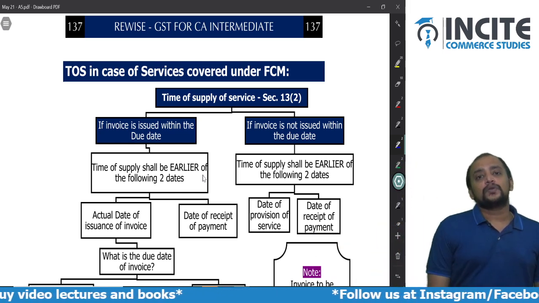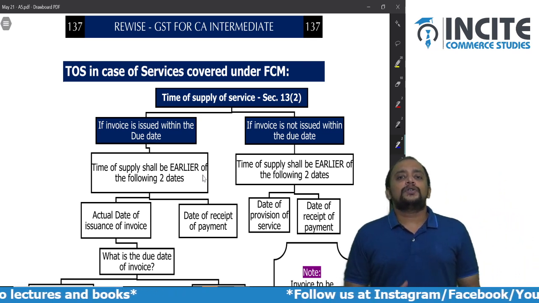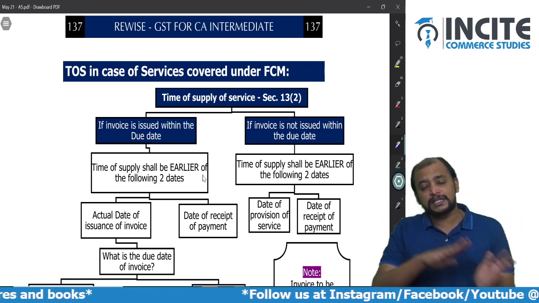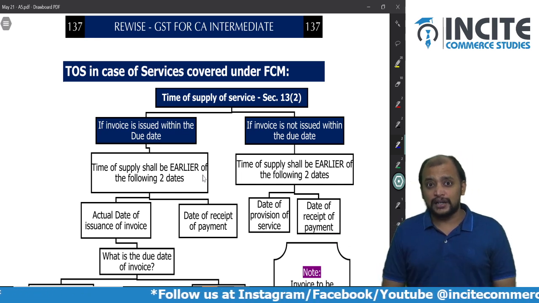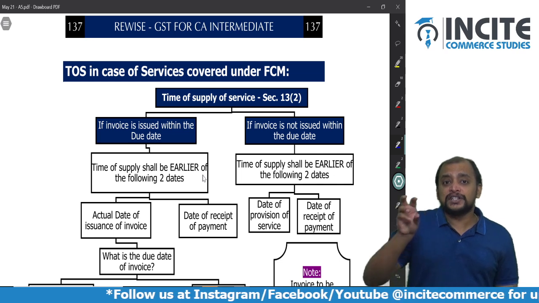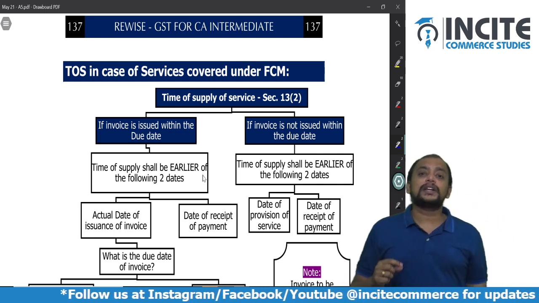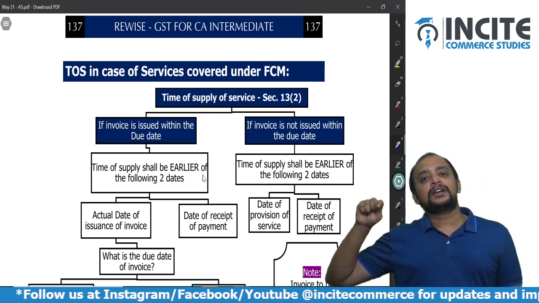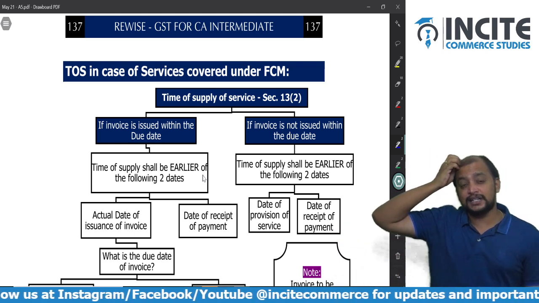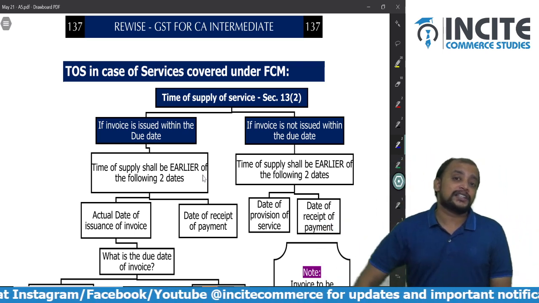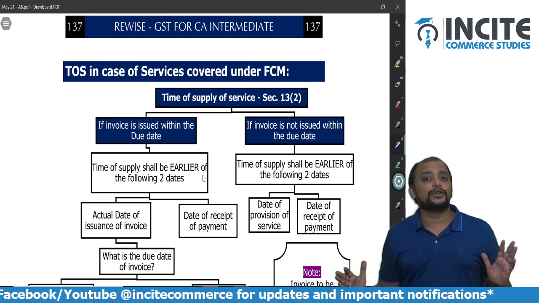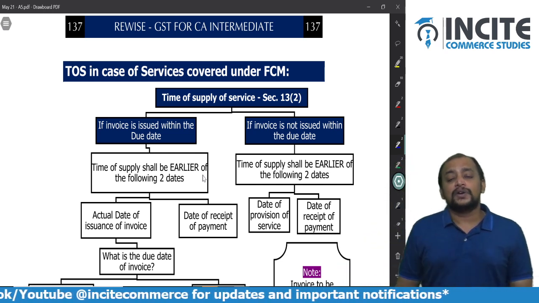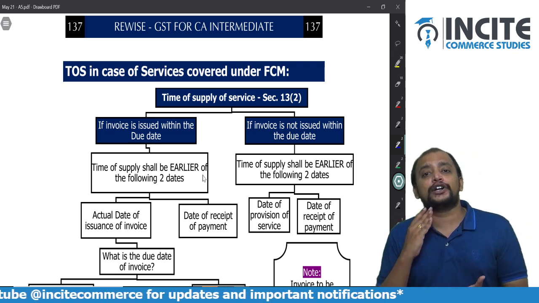Now we are moving on to services. Services again, what we need to see. So FCM, RCM: subsection 2 FCM, subsection 3 RCM. Subsection 2 FCM, we need to check whether the invoice is given within the due date or not. What is the due date of invoice? Already we know. Banking and insurance, 45 days. Other cases, 30 days. Continuous supply of service, different due dates, and cessation of service, like that we know the due date of invoice. Whether the invoice is given within the due date or not, you need to check.